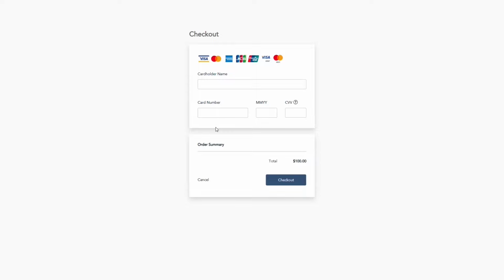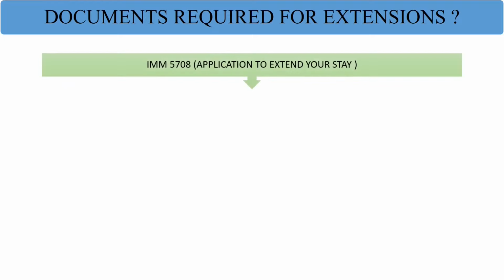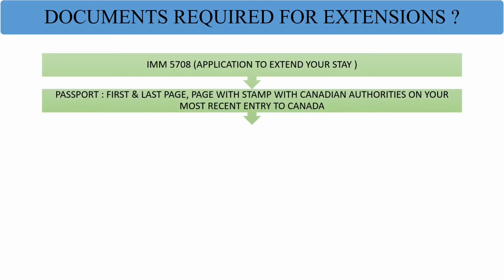To make it easier to prepare an application for extension of stay inside Canada, let's discuss what documents are required. The first one is IMM5708, application to extend your stay. You need to fill out this form. The second is your passport, first and last page with stamps of Canadian authorities on your most recent entry to Canada. You need to provide basically all the stamps on your passport with the first and last page.